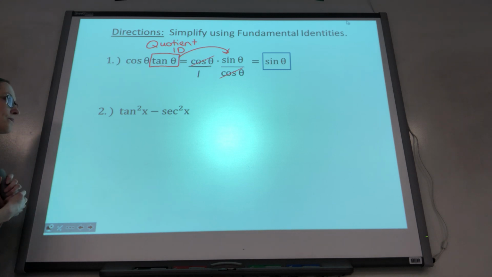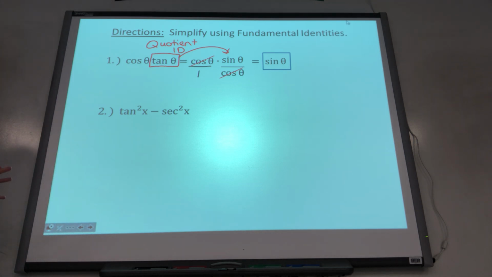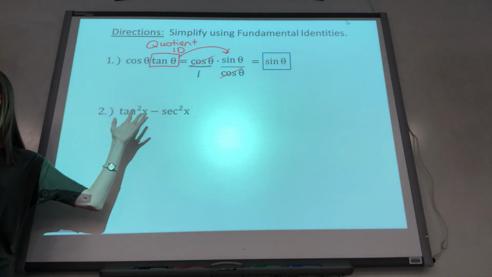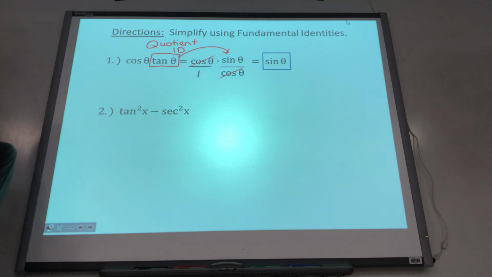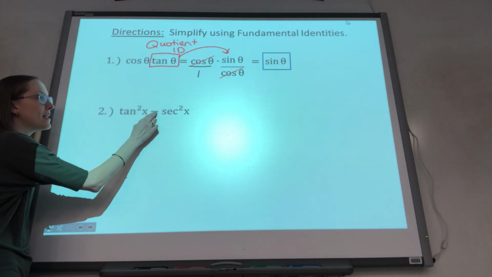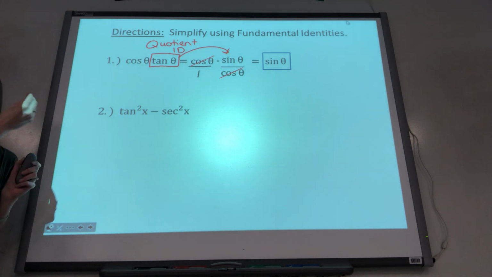Example 2, tangent squared of x minus secant squared of x. This one is a little bit different for a couple reasons. One reason is that the functions are squared, and so that is different. But even a bigger reason is that the functions here are being subtracted, and up here they were being multiplied.